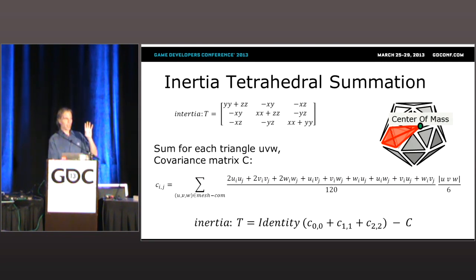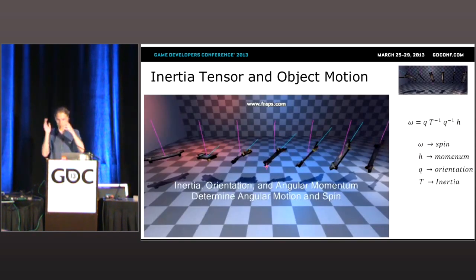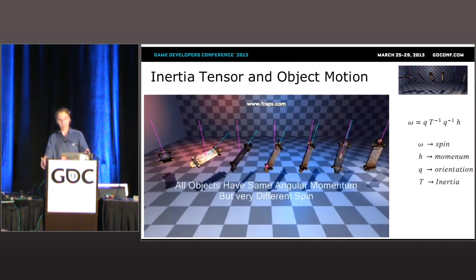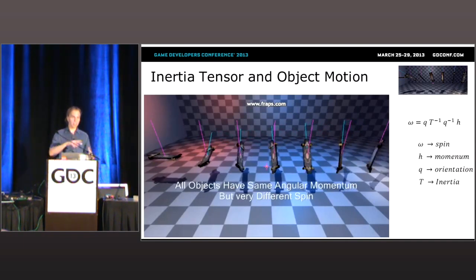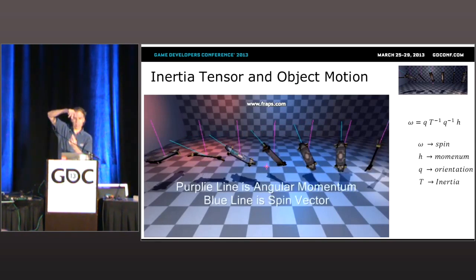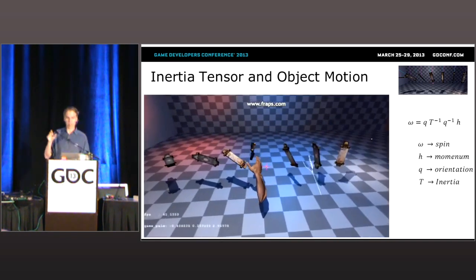So how do we use this? What the inertia does is define a relationship between angular momentum and angular spin. But spin also depends on the current orientation. So here we've got some spinning objects. They're all the same object. They have the same angular momentum, but the spin is very different because they started at different orientations. So you can see some things are going to be spinning a little faster because they're going around the long axis versus the short axis, even though they have the same momentum.